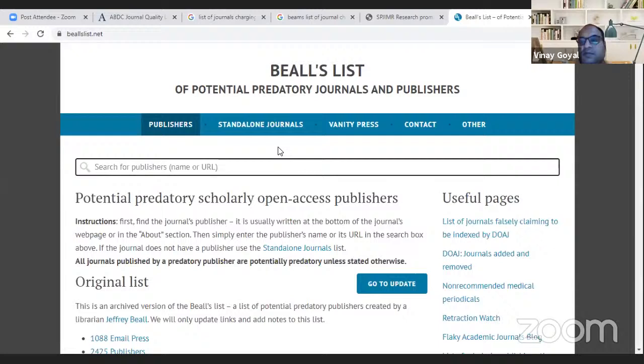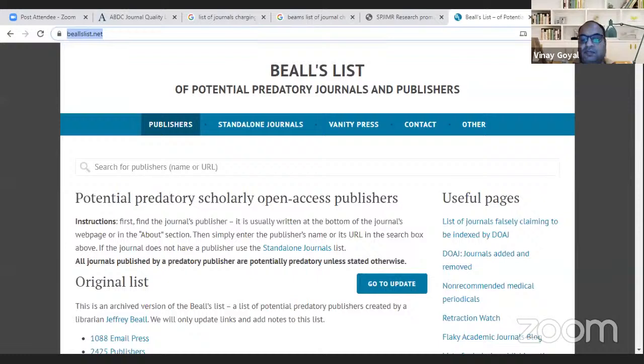Sir, can you share its link in the chat box? Yeah. I have also shared the list of journals in the chat box. It will come once I close that, because it is open right now. Yes, sir. So Beall's list, you have to take that into consideration. If you see this list, there are very good journals which publish research from India also.